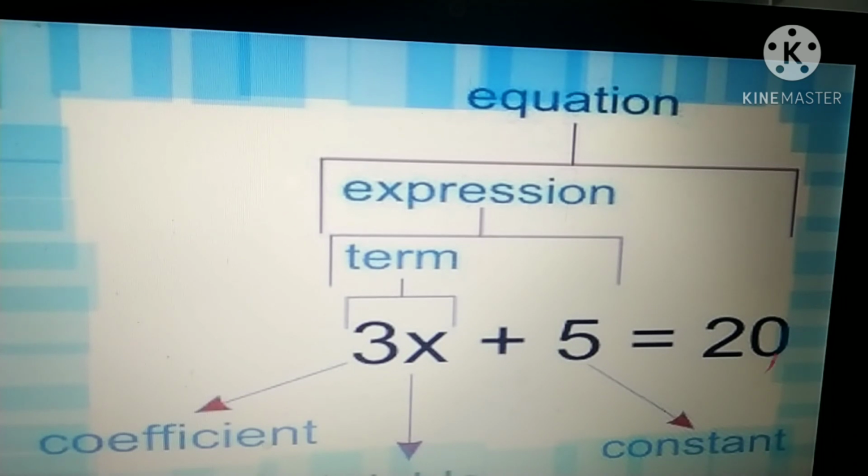Now see, up to 5 we can call it an expression, 3x plus 5. The expression in this equation is 3x plus 5. Okay, understood? The algebraic equation here is 3x plus 5 equal to 20; the total becomes the algebraic equation. As for variables, there is only one variable here, that is x. Understood?